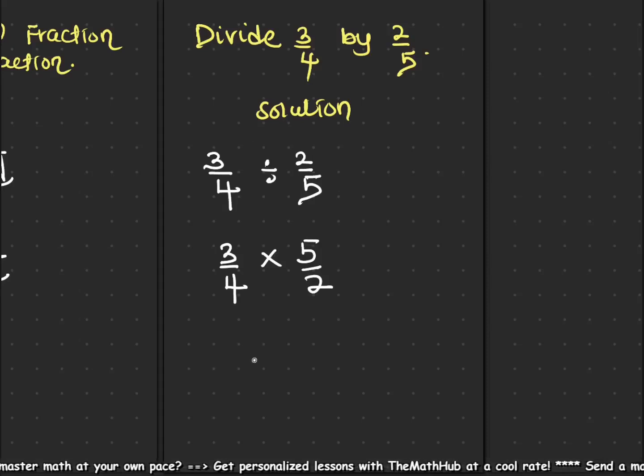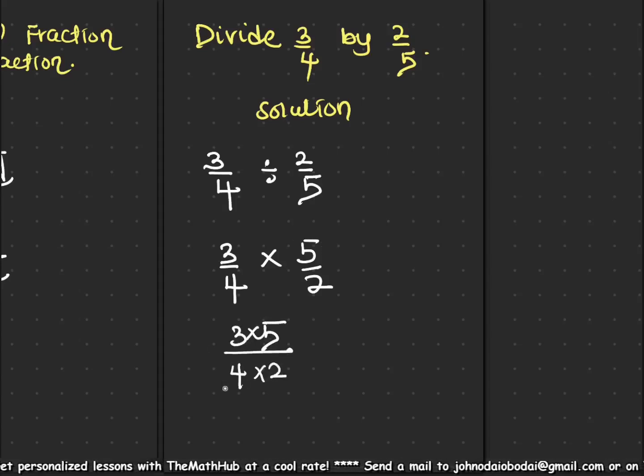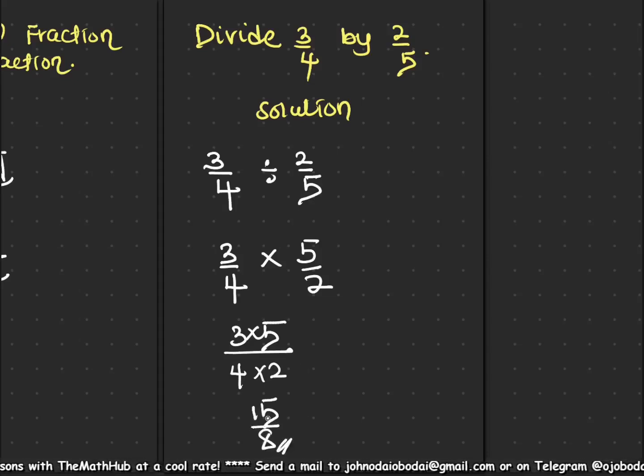Now we evaluate. So we have 3 over 4 times 5 over 2. Is there any simplification we can make? No. If there isn't, then we have 3 times 5 all over 4 times 2. And 3 times 5, we know, gives us 15. 4 times 2, on the other hand, gives us 8. So 15 over 8 becomes our final answer for the question above.